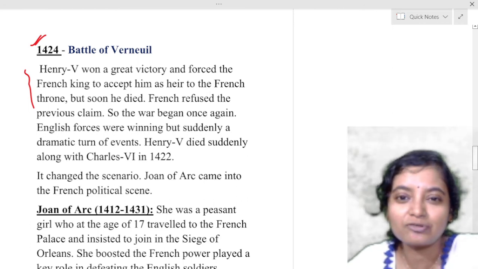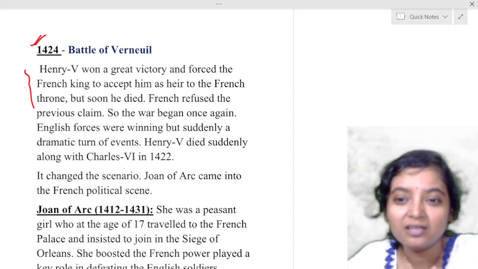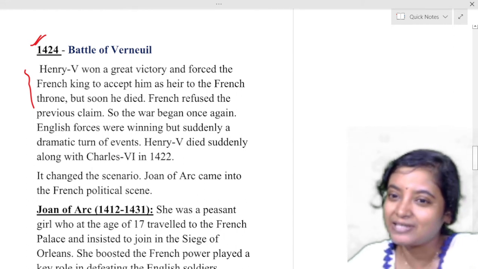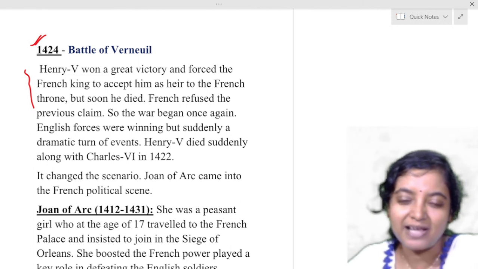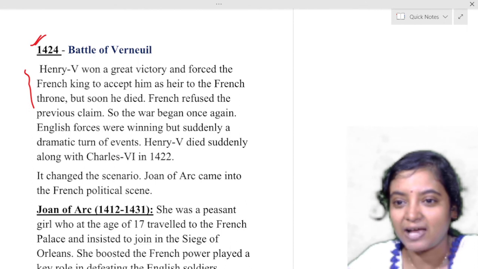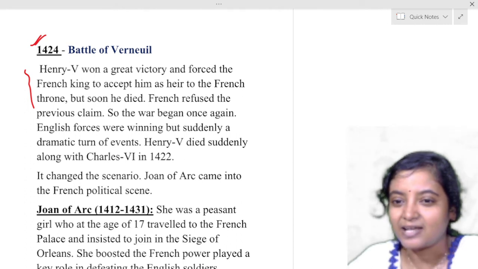But what happened soon? Henry V died. And when Henry V died, the French refused the previous claim. So the war began once again. English forces were winning, but suddenly something happened. A dramatic turn of events. Henry V died suddenly, and Charles VI also died, in 1422, and there came a change.